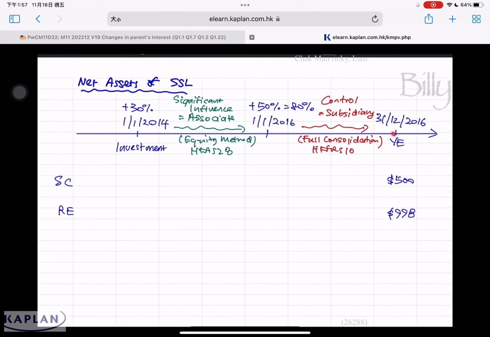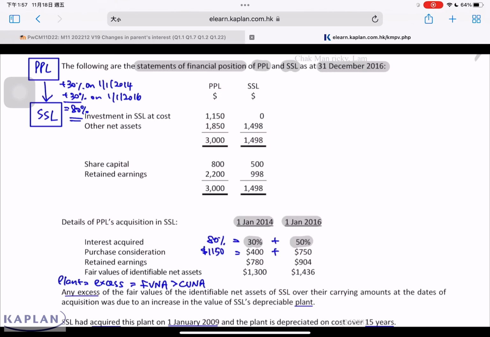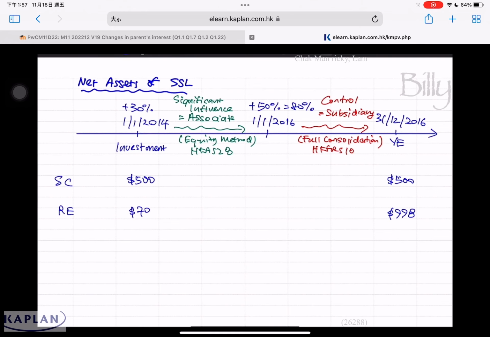We have to work back to the very first day when we acquired the 30%. If the question is silent, assume that the share capital now is the share capital 3 years ago. That's a valid assumption unless the question indicates otherwise. How about retained earnings? On 1st Jan 2014, the retained earnings equal 780, and on 1st Jan 2016 it is 904. Share capital remains the same, 500. These are the relevant figures at the relevant points.